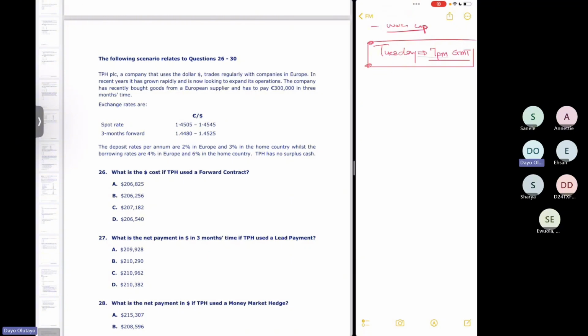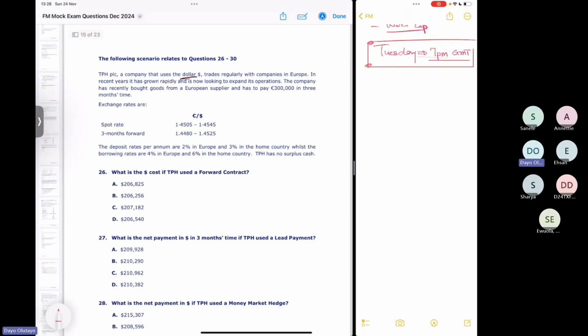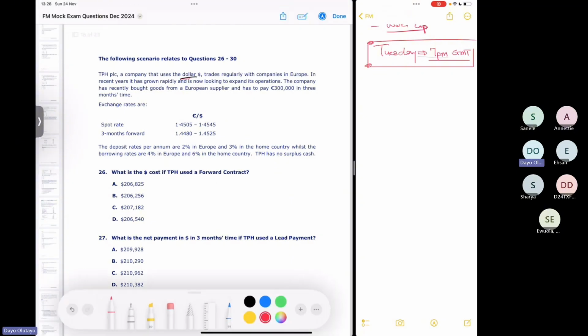The only thing is you need to understand basic things. But if you don't understand those basics, then it looks like it's a monster. Look at this question. You have a company that is a dollar company. It's a dollar-based company, which means this company trades regularly in Europe. So it's exposed to Europe.